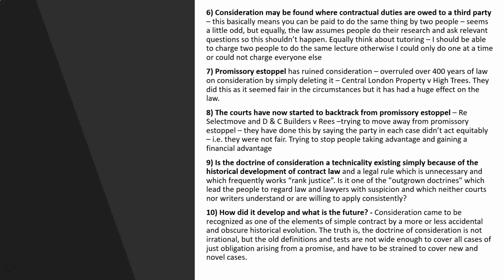Number 8, we know that the courts have started to backtrack from promissory estoppel in cases like Re Selectmove and D&C Builders v Rees. They've tried to do that quite artificially by saying that the parties haven't acted fairly in those cases, so therefore promissory estoppel is an equitable doctrine. I think that's kind of a manipulation of the law really to try and backtrack from promissory estoppel, because they've realised that it has overruled consideration in some cases. But in essence, they're trying to stop people taking advantage and gaining a financial advantage, like in D&C Builders v Rees, where she did act clearly unfairly, and that's obviously again a fair thing.